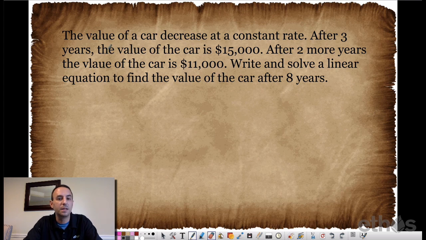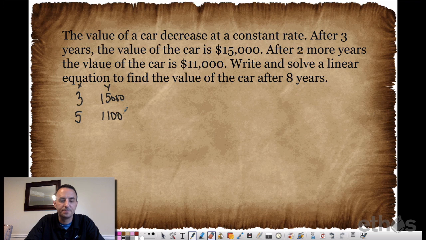So again, remember that car depreciation problem we had in the previous set? It doesn't always give you a value, a cost depreciation. You might have to figure that out because it might change a little bit. So after 3 years, the value of the car is 15,000. Add 2 more years, the value of the car is 11,000. So okay, I've got new points. We'll say 3 is years. So x is years. y right here is going to be value, so 15,000. Now I've got 2 more years, so let's say that's 5. So 3 plus 2 is 5, and it's worth 11,000.